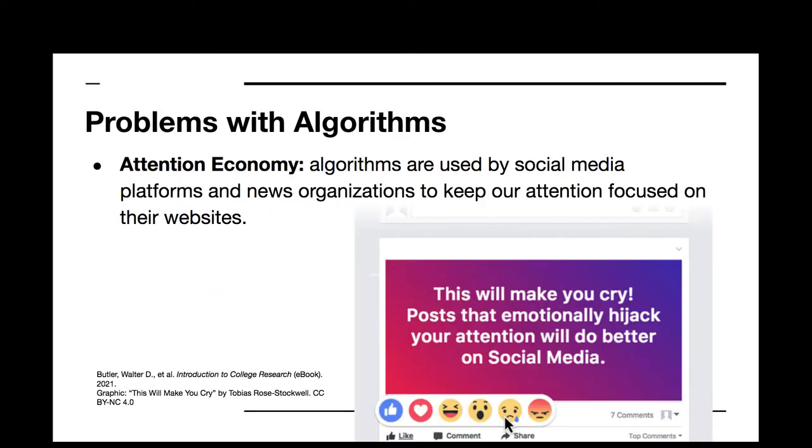Next, I'd like to talk about what's called the attention economy, which is when algorithms are used by social media platforms and news organizations to keep our attention focused on their websites. So why is our attention so important to these companies? Well, it's mainly because of engagement. Digital platforms have discovered that the best way to keep us engaged with their websites is to promote sensational, divisive, or outrage-inducing content, which is also known as clickbait. They know our emotional responses are what keep us clicking, liking, commenting, and sharing, but also spending our time and our money on their sites.